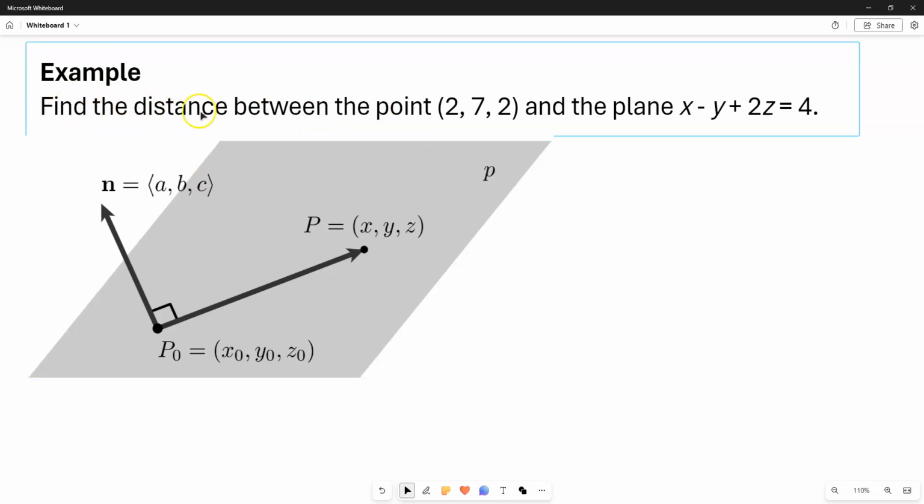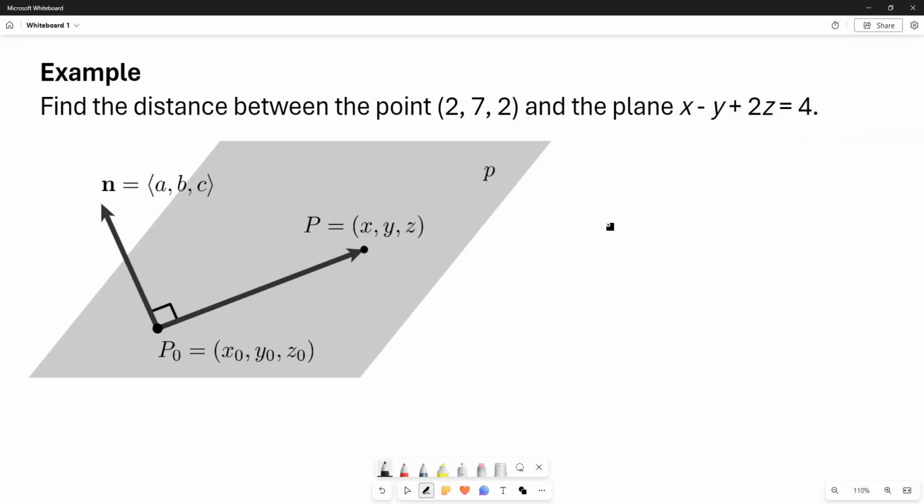Let's discuss how to find the distance between the point (2, 7, 2) and the plane x minus y plus 2z equals 4. To begin, it's nice when we have the equation of the plane because we can easily read off the normal vector as the coefficients of the variables. So we have 1, -1, and 2. So this is the normal vector for it.